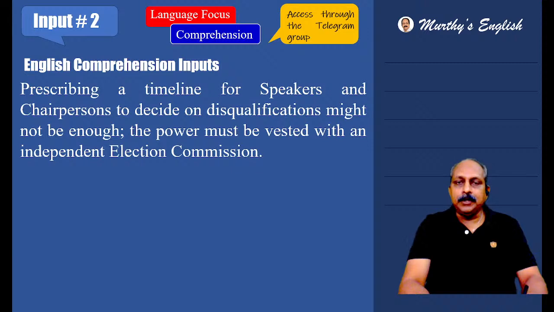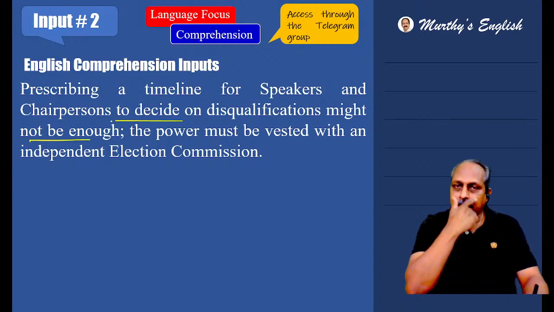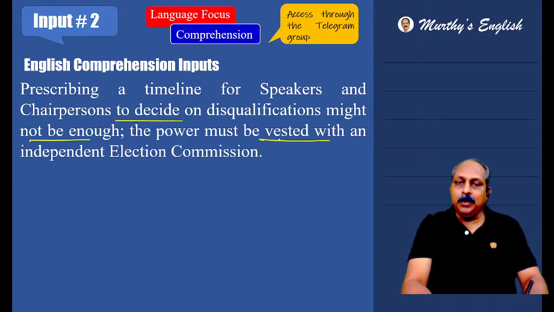Prescribing a timeline for speakers and chairpersons to decide on disqualifications might not be enough. One lacuna, no time limit for speakers and the chairpersons, but that itself may not be enough. What is required, the power must be vested with an independent Election Commission. That's what the editorial says.